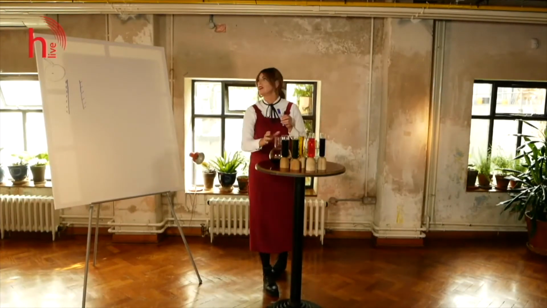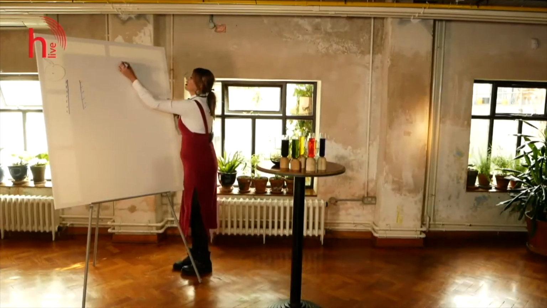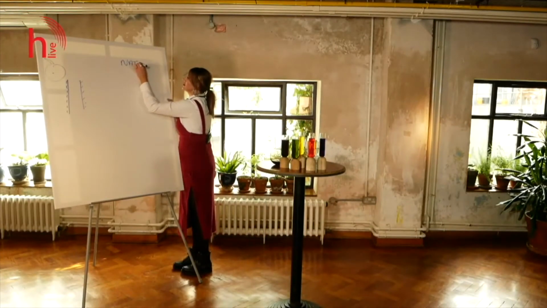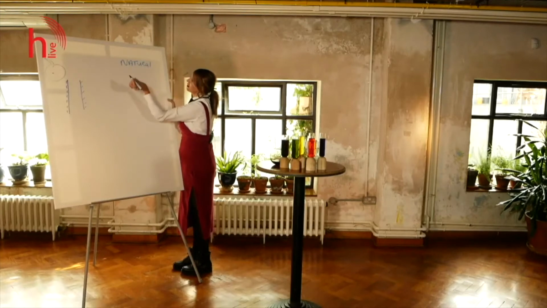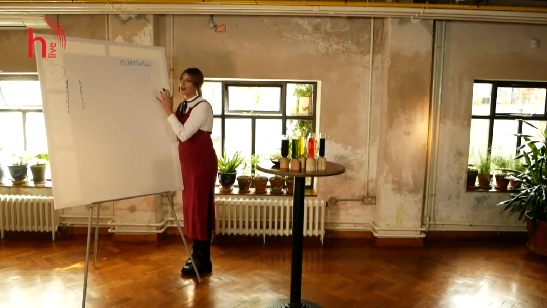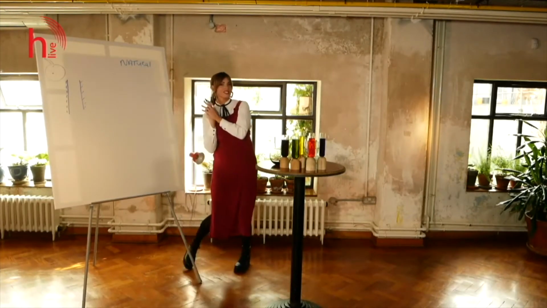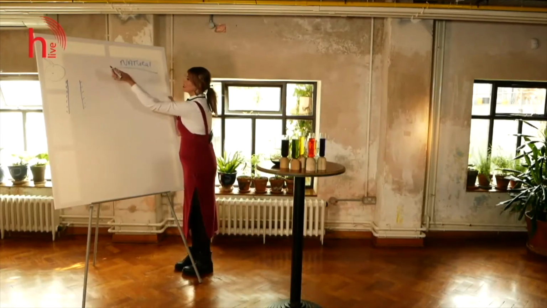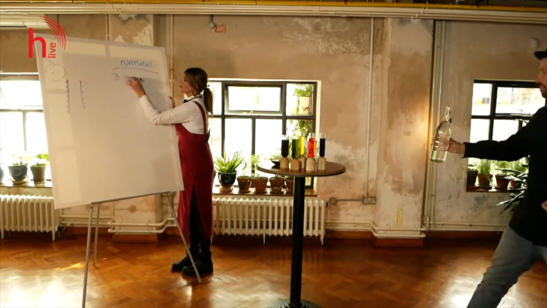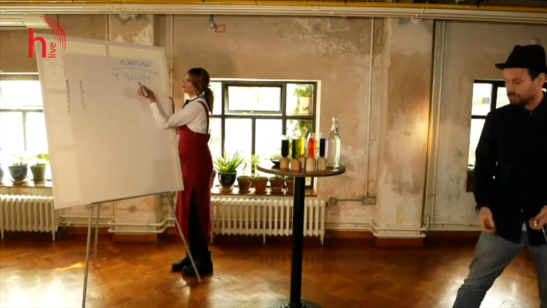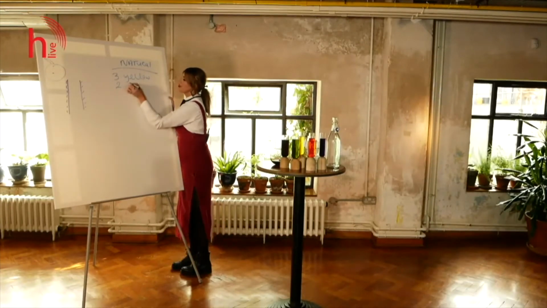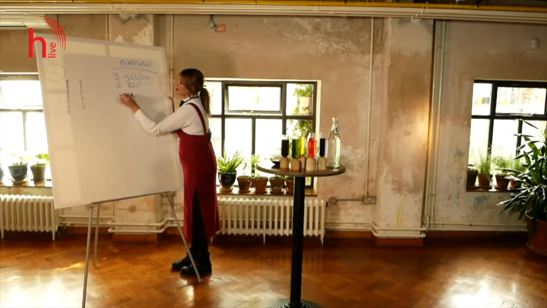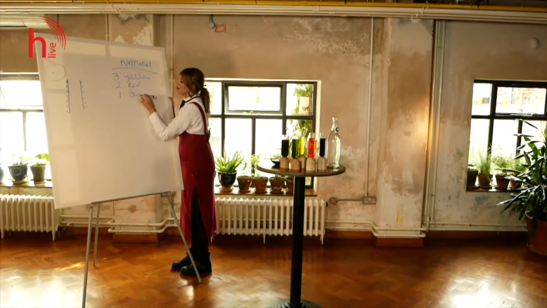I'm going to write that down. So our natural, this is my canvas. I'm going to hang this on my wall because it's my very first hairdressing life. So our natural is 3 parts yellow, 2 parts red and 1 part blue.